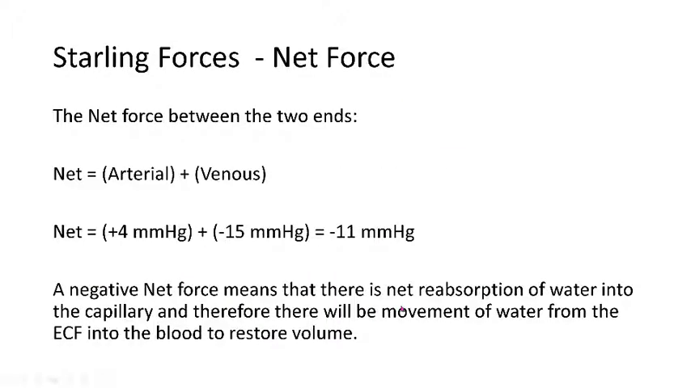And then when we solve for the net, remember this one's plus, right? We get positive 4 plus a negative 15 gives you negative 11. That means that there is net reabsorption. Water is moving from the tissues, from the ECF, the extracellular fluid around the tissues, into the capillary, and it will restore the blood volume at least partially due to the dehydration.